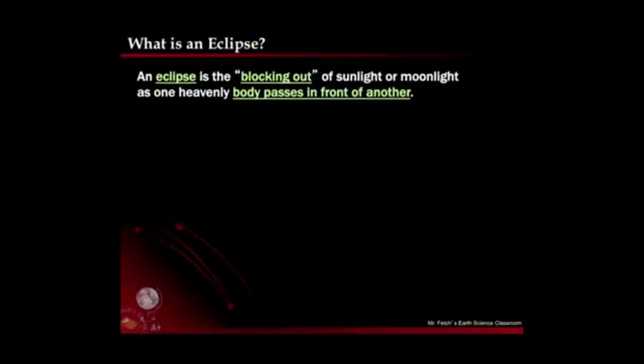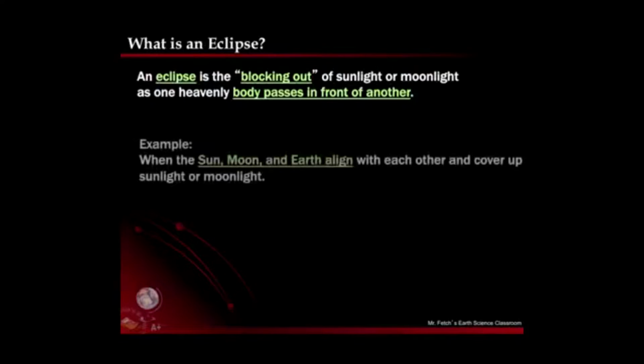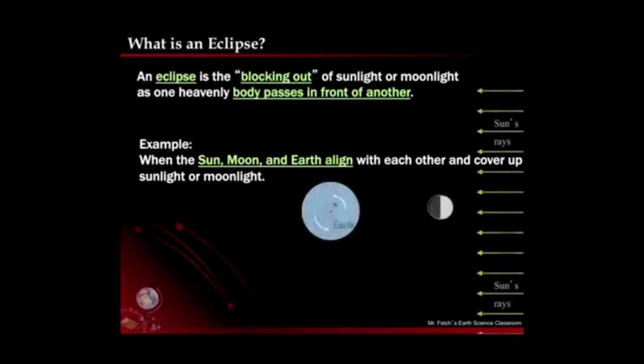Alright guys, in this lecture we're talking about eclipses. An eclipse is the blocking out of sunlight or moonlight, as either the sun, the earth, or the moon line up in such a way that they cover the sun or the moon, as seen from Earth. So we have two options really.